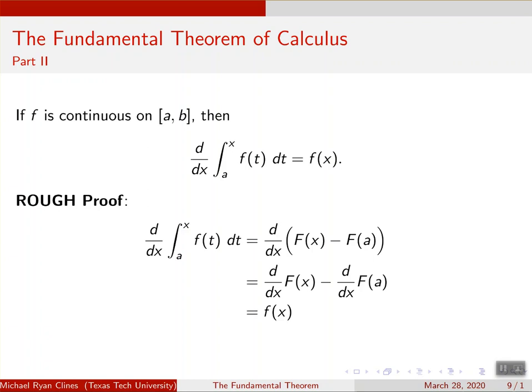Now you might be asking, what happened to that capital F of a? Remember, a is a constant. x is a variable in this context. a is a constant. So you have a function evaluated at a constant. It's going to be a constant. So the derivative of a constant is 0, giving us the derivative of capital F of a to be 0. So the derivative of this integral is simply f of x.